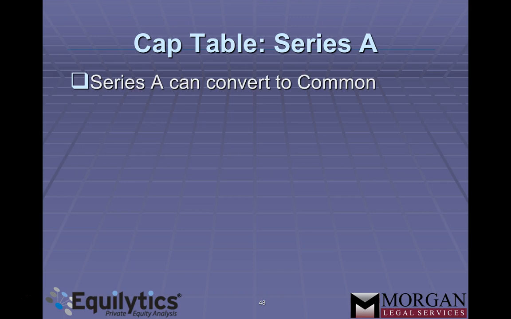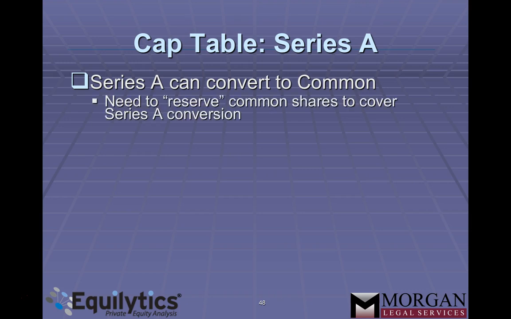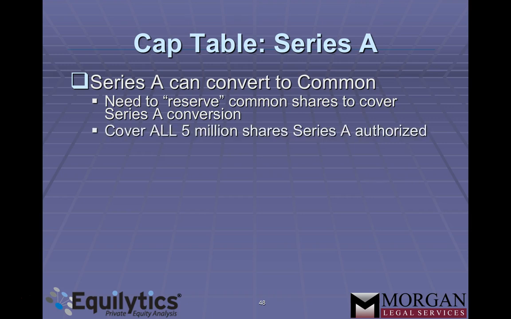Why? Because Series A can convert to common. What does that mean? That means that we need to have in our authorized common a sufficient number of shares to cover the Series A conversion. And we need to think of those shares as reserved for the Series A conversion. What do we need to cover? We need to cover all of the preferred authorized. Even though it's not all issued yet, it could at some point be issued. And we need to have the common be able to cover all of the authorized preferred.